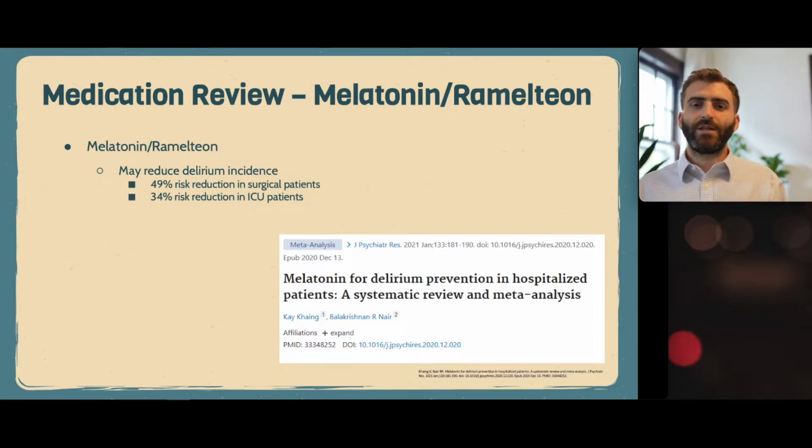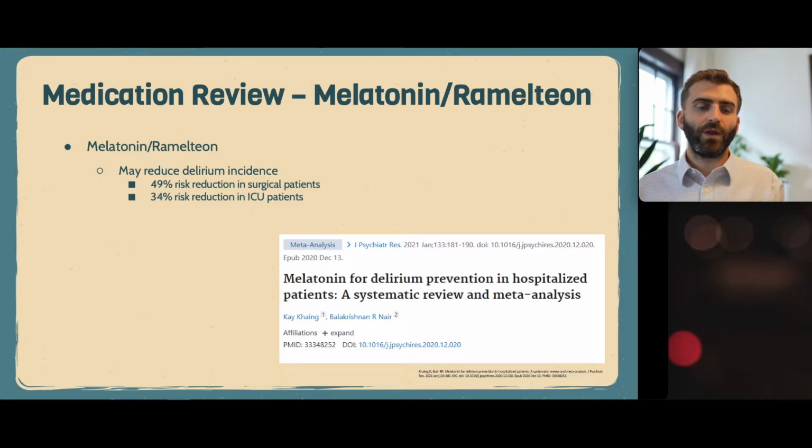Next is melatonin or Ramelteon. Ramelteon is essentially a brand name product that works relatively similar to melatonin. It works on the same receptors, it's more potent though. And they found that using these agents may reduce delirium incidence, so it may help to prevent delirium.